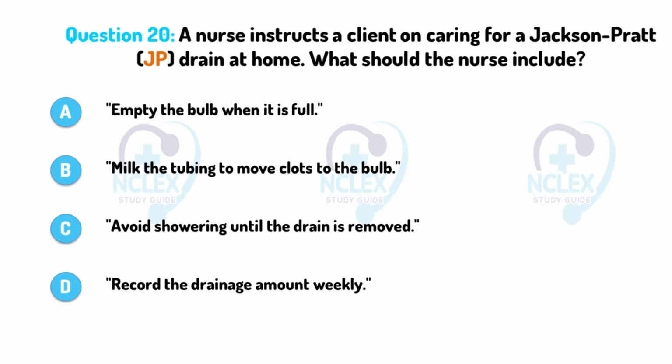Correct answer. B. Milk the tubing to move clots to the bulb. Explanation. Milking the tubing helps maintain proper drainage by preventing clot formation and ensuring the system functions effectively.